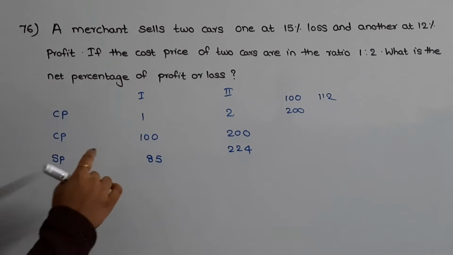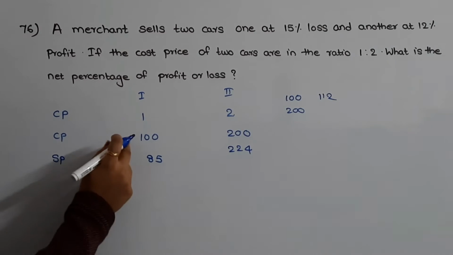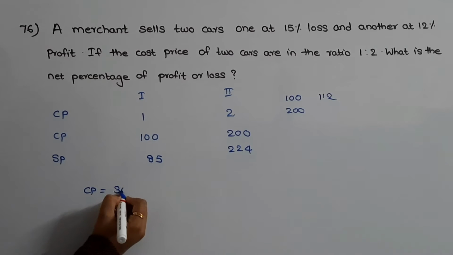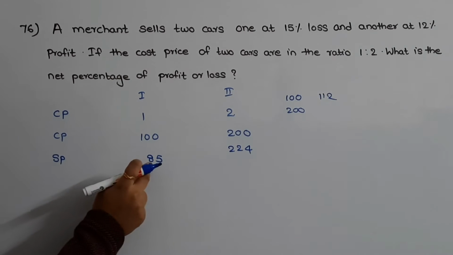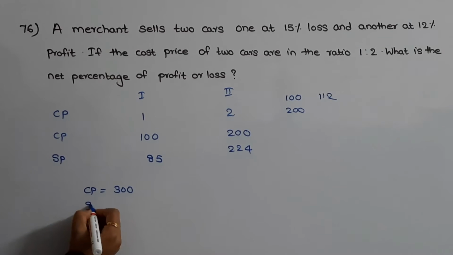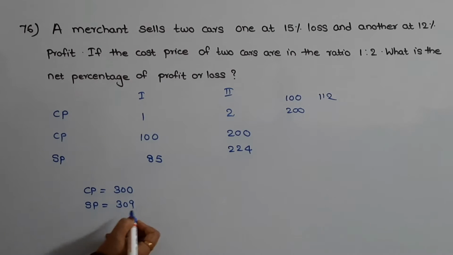Okay, so we need to find out the net percentage of profit or loss. What is the total cost price of the two cars? The total cost price of the two cars is 100 plus 200, that is 300. And what is the total selling price of the two cars? That is 85 plus 224, so the total selling price will be equal to 309.